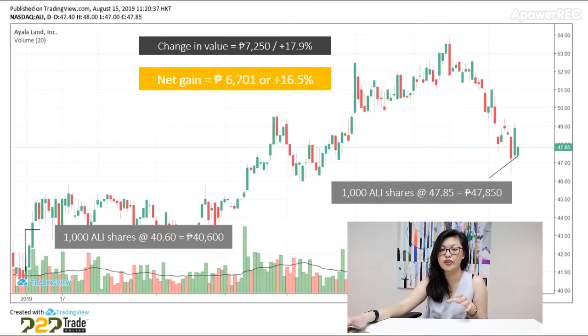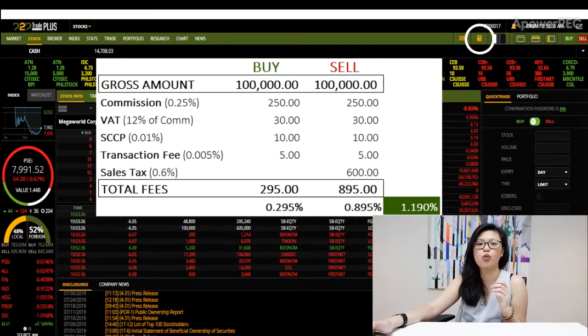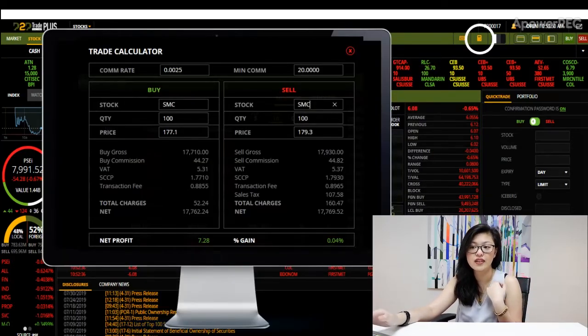This is because there are fees involved in trading. So, we have what you call a trade calculator. Ano nga ba ang fees involved in trading? In total, nasa around 1.2% ang round-trip buy and sell transaction. This involves the commission, which depends on your brokerage. For us, for example, we charge the lowest rate possible, 0.0025. After that, it also involves VAT. It involves your SCCP and transaction fee, which are government fees. And lastly, on the selling side, it involves your sales tax, which is actually the biggest component sa buy and sell. So, if you, for example, buy a stock at 177.1, this stock na example na ginamit natin is SMC or San Miguel Corporation, ang break-even mo is you have to sell it at 179.3 to break even. That's the fee involved in stock trading.